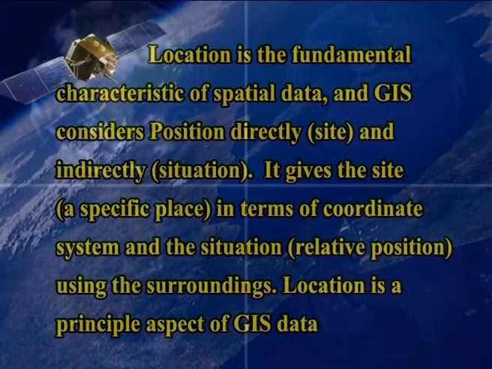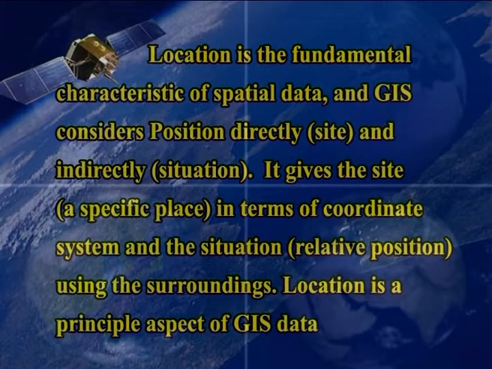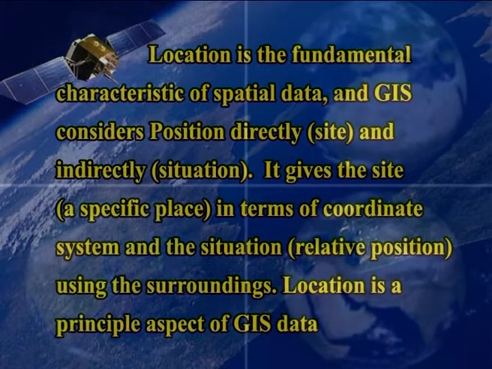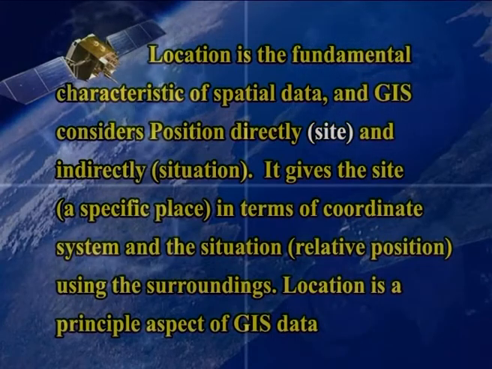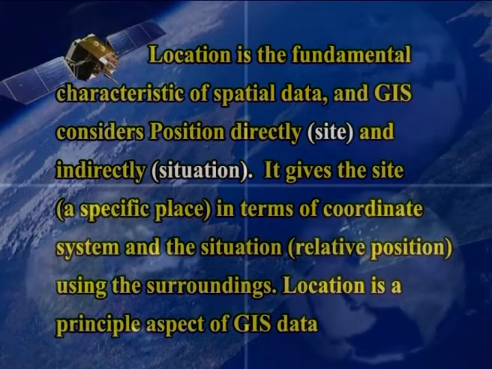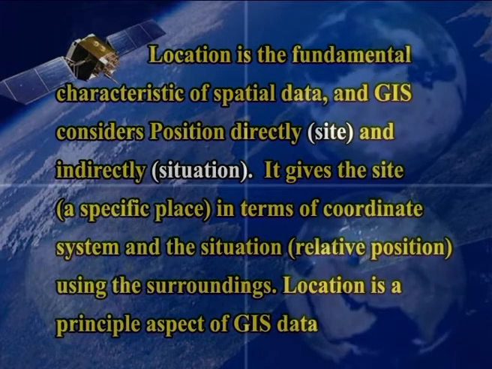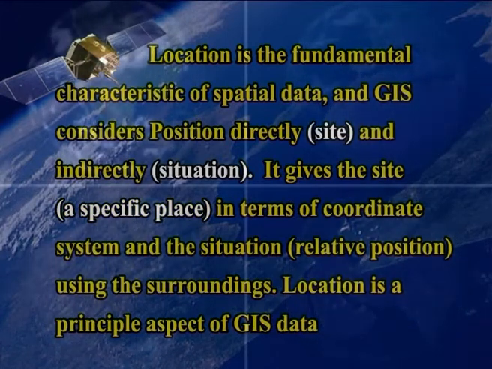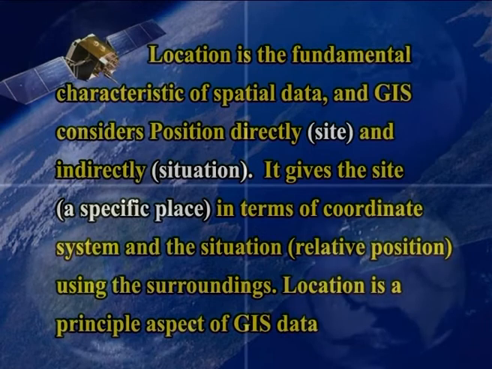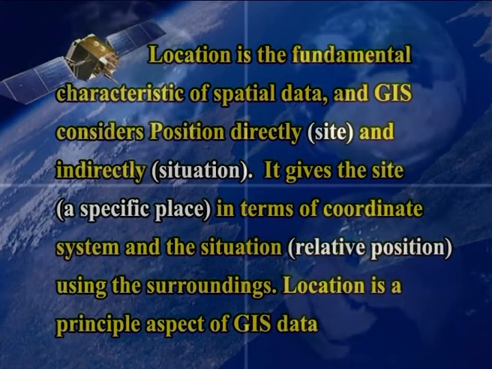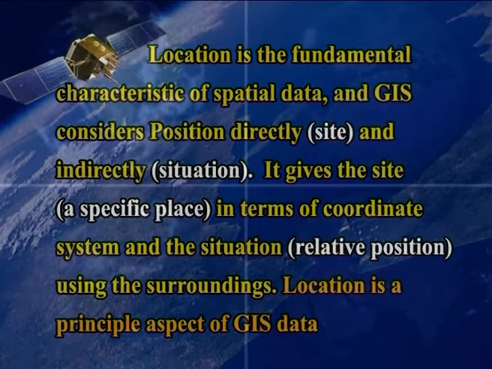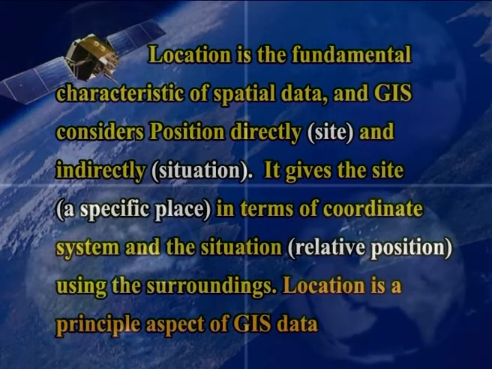Location is the fundamental characteristic of spatial data, and GIS considers positions directly, that is site, and indirectly, that is situation. It gives the site a specific place in terms of a coordinate system, and the situation, that is relative position, using the surroundings. Location is a principal aspect of GIS data. Once you have arrived at locations, then you have to measure.